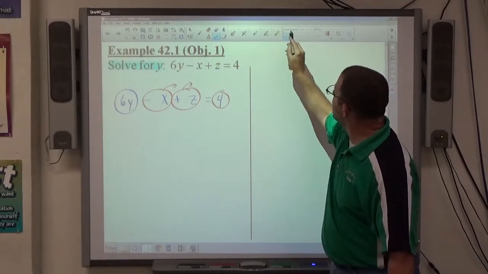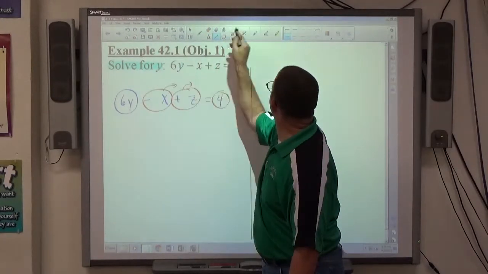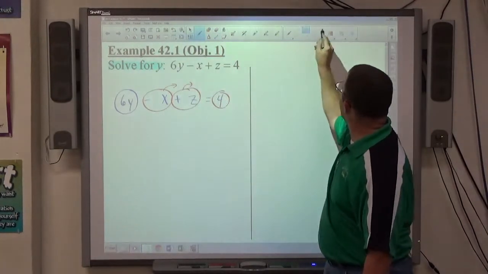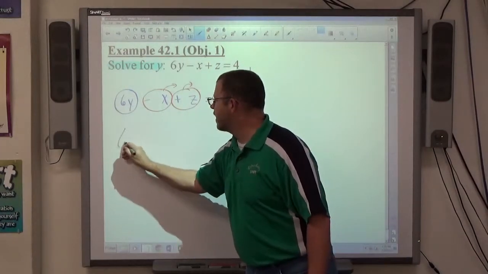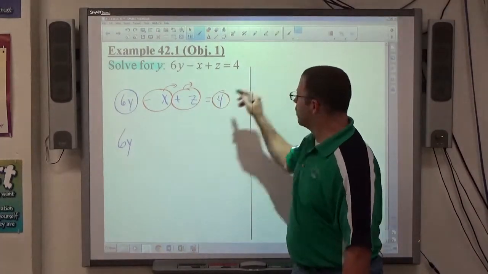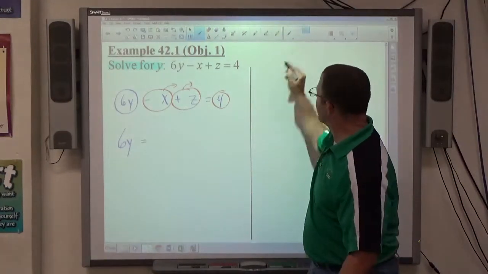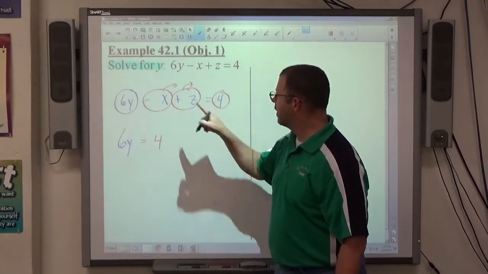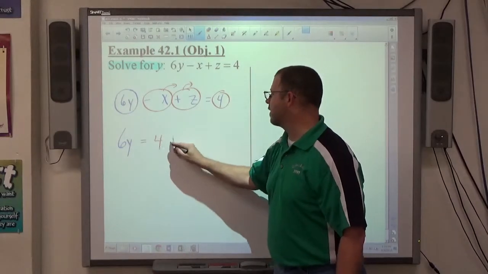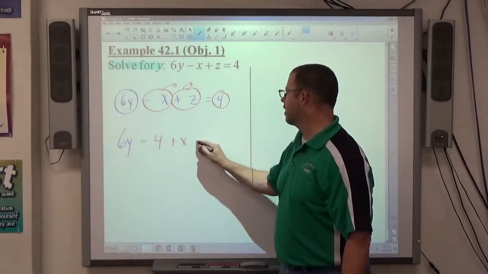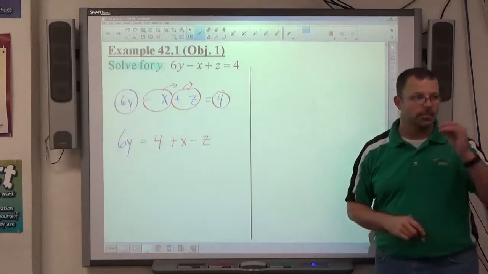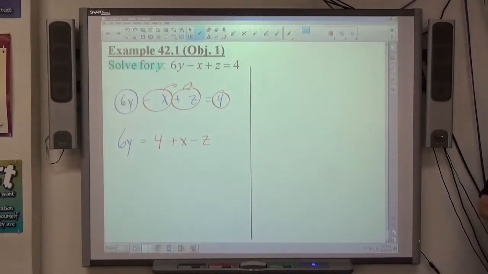Alright, so for this one, since I already got the arrows drawn, I'm going to keep the 6y where it's at. 6y is staying, so it stays positive. The equal sign is going to move closer to 6y just to give me some room over here. The 4 is staying where it's at, it's staying positive. X is moving across, it becomes plus x. Z is moving across, becomes minus z. Okay, so 6y equals 4 plus x minus z. That's what step 3 is all about.